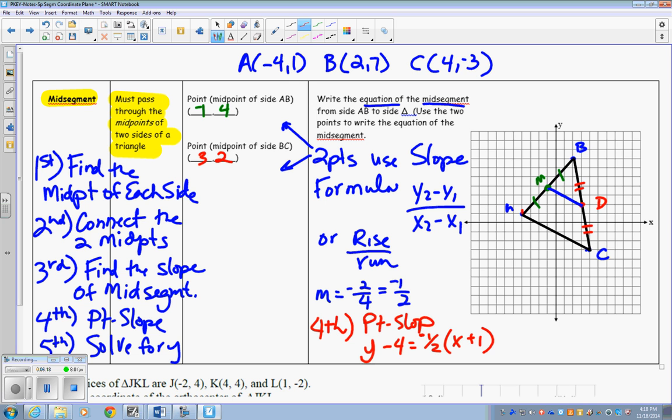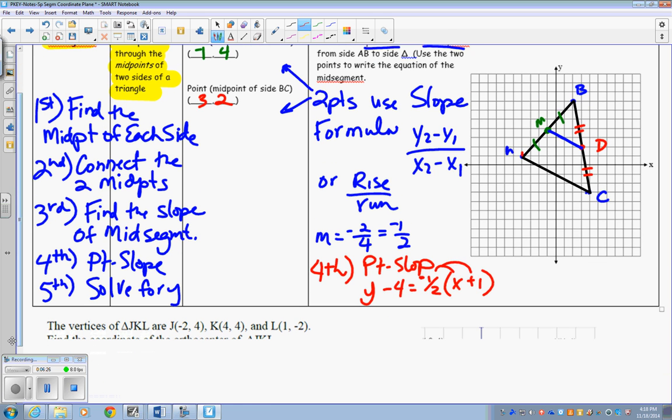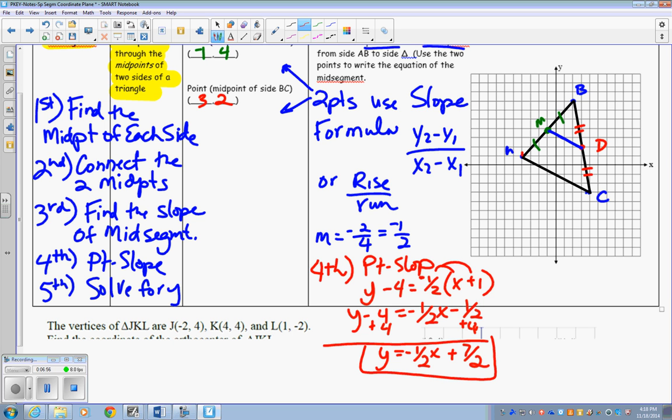And then if they ask us to, we would solve for y. We would distribute, and that would leave me with y minus 4 equals negative 1/2 x minus 1/2. And then when I add the 4 to both sides, y equals negative 1/2 x plus 7/2. Yeah, this is 4 over 2, 8 over 2 is 4. All right. Yep. So there's your slope-intercept form.